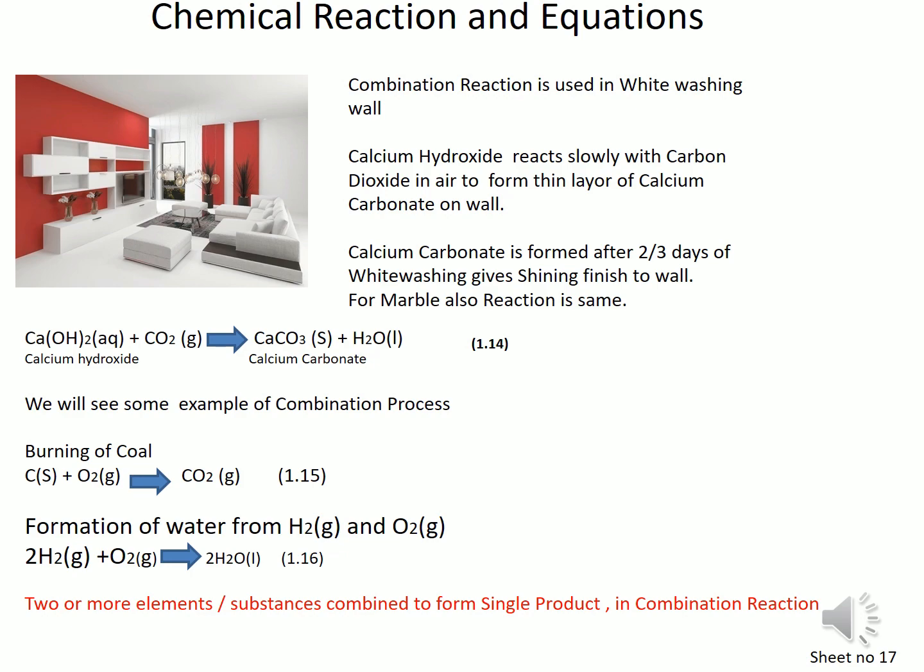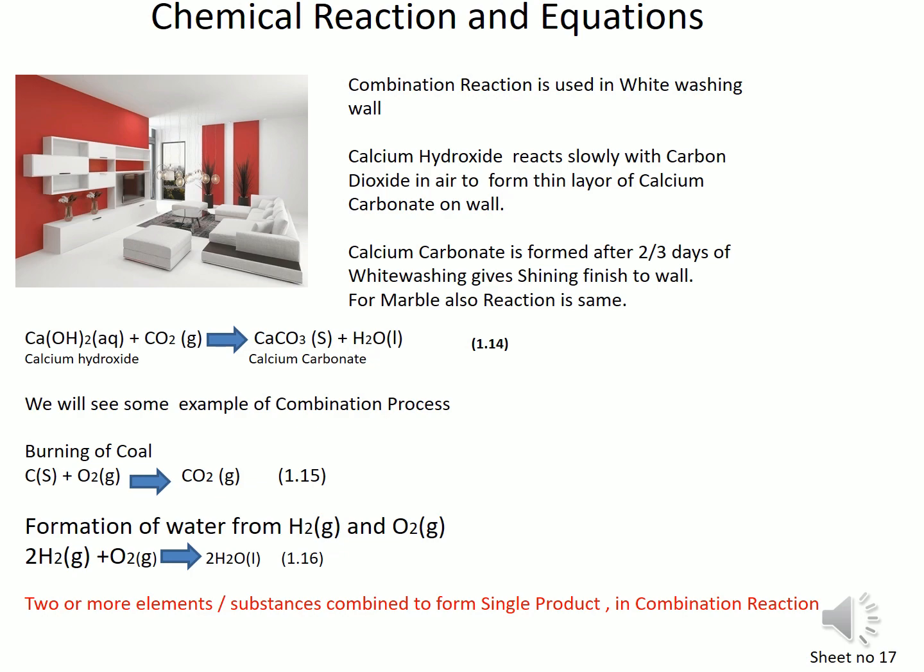Now let us see a combination reaction that is used in whitewashing a wall. This picture I have included to show the painting of a wall. That is the only intention of showing this picture. Now calcium hydroxide reacts slowly with carbon dioxide in the air to form a thin layer of calcium carbonate on the wall.